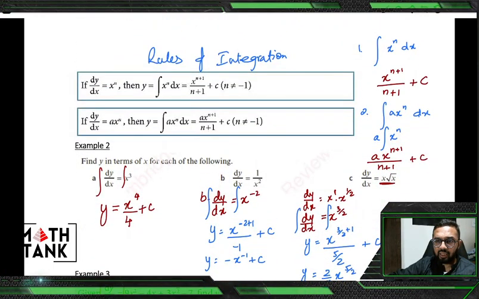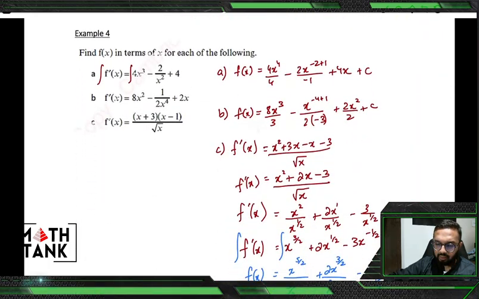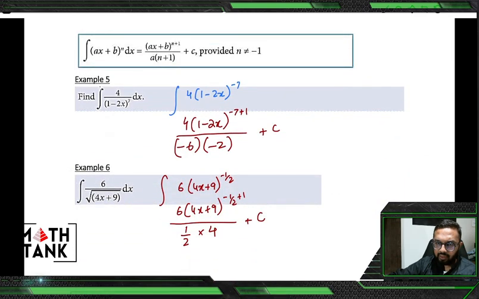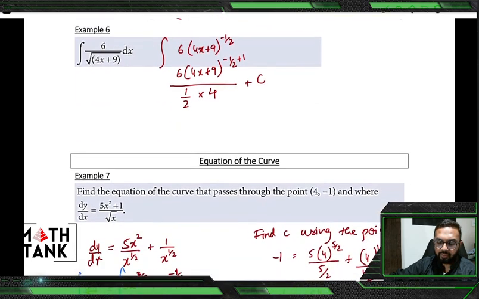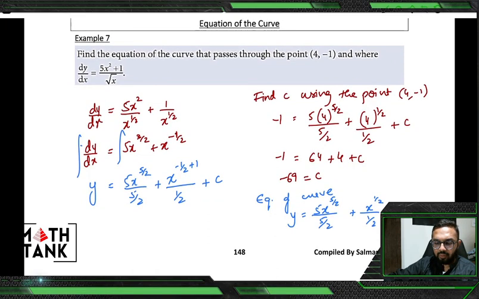Whenever you are integrating, a plus c is necessary, if there are no limits. We'll talk about limits in a bit. That's the rule that I was talking about. You see both 1 minus 2x power 7, where 1 minus 2x is a linear function, and 4x plus 9 is also a linear function. So the first application is finding the equation of the curve.